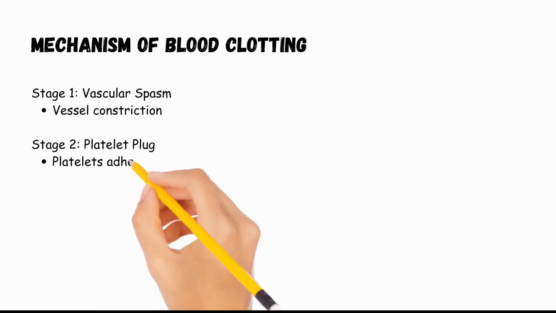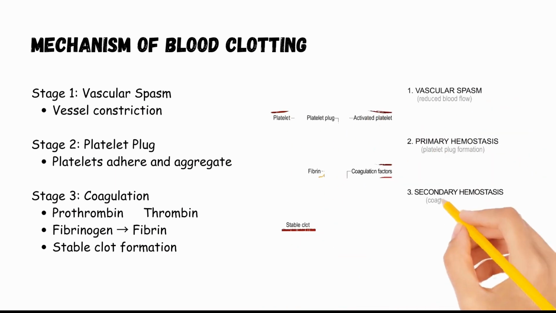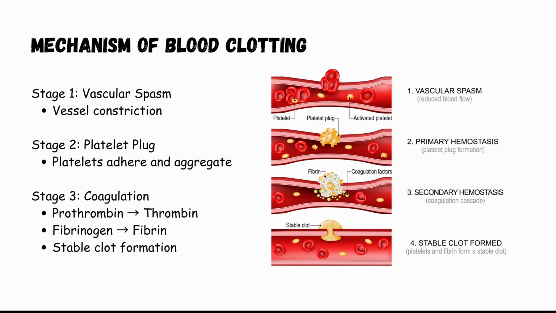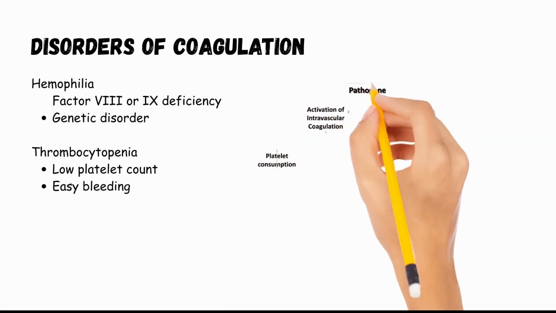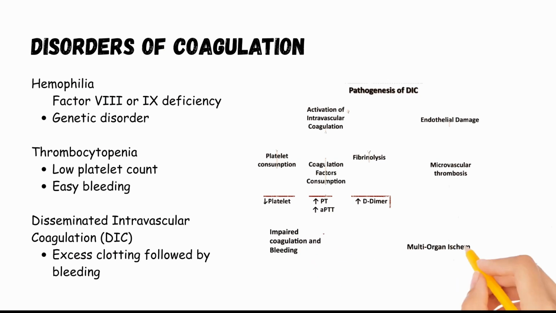Blood clotting occurs in 3 stages: vascular spasm, constriction of blood vessel; platelet plug formation, temporary sealing; coagulation, formation of fibrin mesh. During coagulation, prothrombin converts to thrombin. Thrombin converts fibrinogen into fibrin. Fibrin forms a stable clot that stops bleeding. Coagulation disorders can lead to excessive bleeding or abnormal clotting.